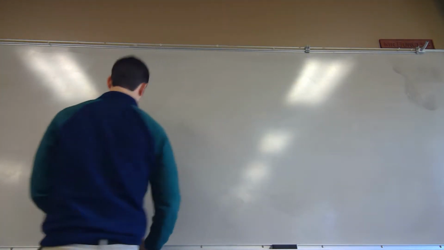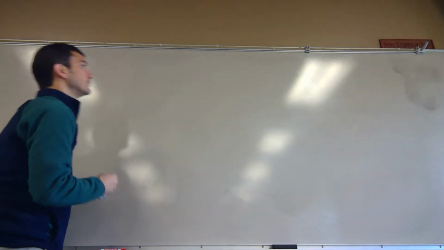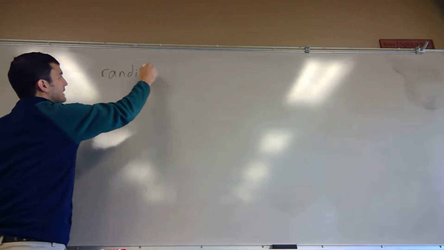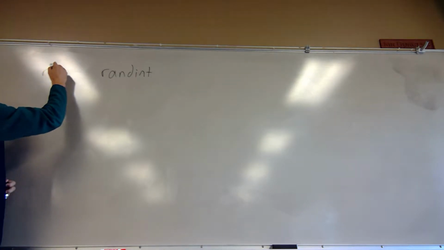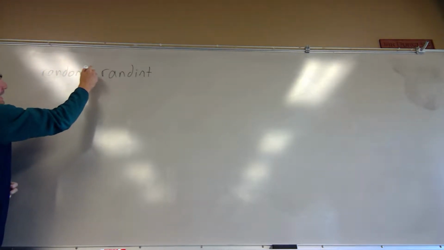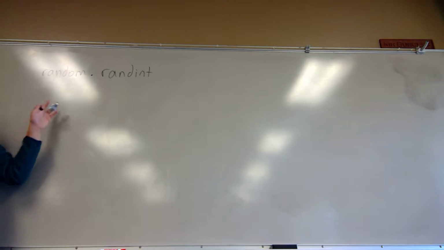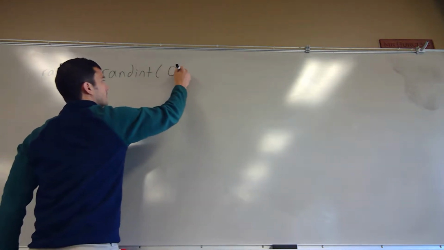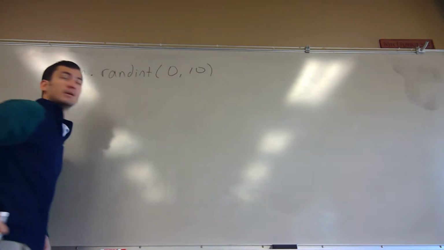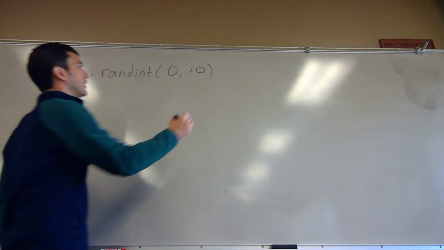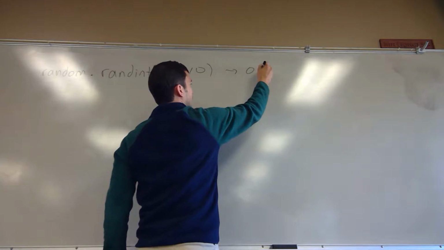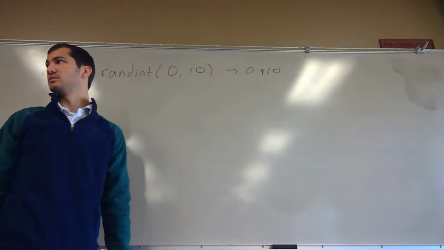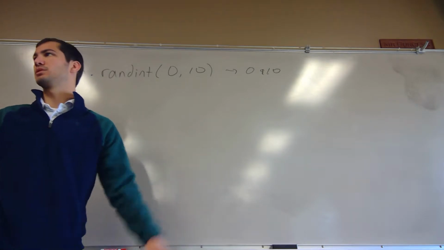So we have randint, and each one of these is random.randint. All right, I don't want to write random a bunch of times. So random.randint from 0 to 10 gives us a random number between 0 and 10. Kind of just a random integer between, bam, bam, good, done.